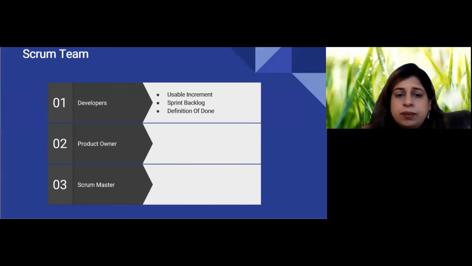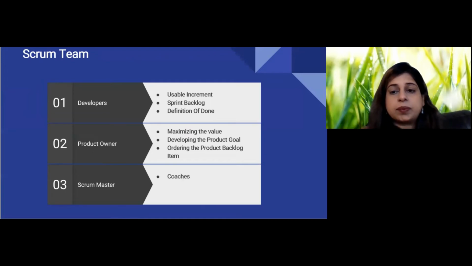Product owner. They're accountable for maximizing the value of the product. They're accountable for developing and explicitly communicating the product goal. They're accountable for creating, clearly communicating, and ordering the product backlog items.